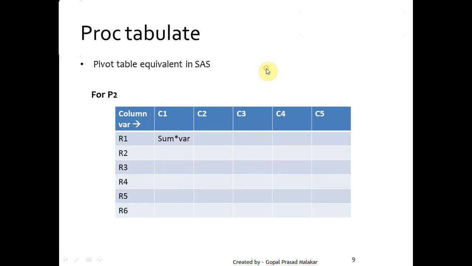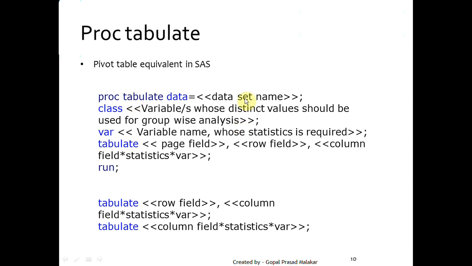So let me just show you the syntax quickly. Here you have the dataset name. In class you have to have the variables whose distinct values should be used for group-wise analysis. In var you put the variable name whose statistics are required, like min, max, all those things. If you're putting 2 commas, the first becomes the page field, next becomes the row field, third becomes the column field. If you're just putting 1 comma, row field, column field. If you're putting no comma, it's the column field, statistics and var. You have seen everything, so I hope you have got a good understanding of Proc Tabulate by now.